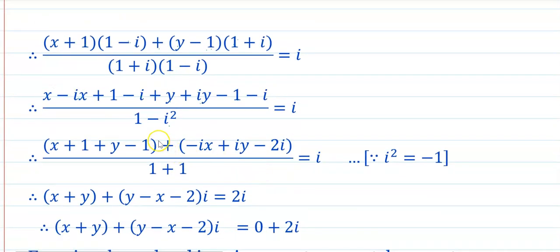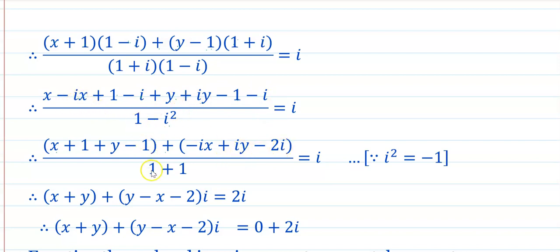Okay. Next, look, we will take the real part: x, this is the plus 1. Next y minus 1, plus minus ix minus i plus iy. These are the terms. Again minus i minus 2i. Okay.